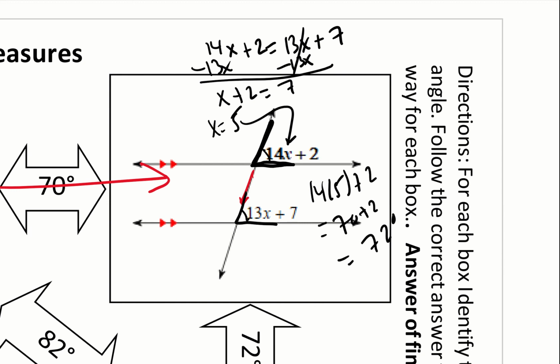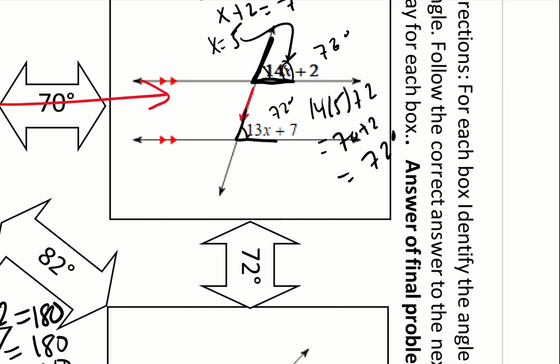And now note that it doesn't matter if you plug it into x here or x here, because these two angles should be the same. So if this is 72 degrees, this should also be 72 degrees. But in cases where they're not congruent, then it does matter where you plug it in. Okay, so just be careful. So we got 72. We're going down.